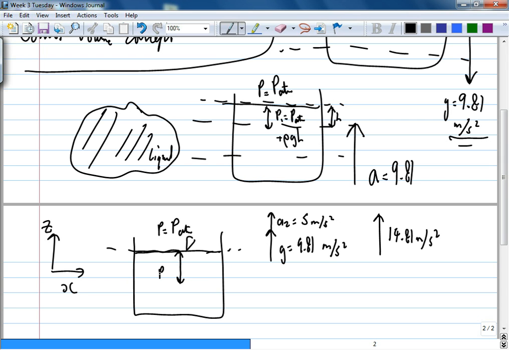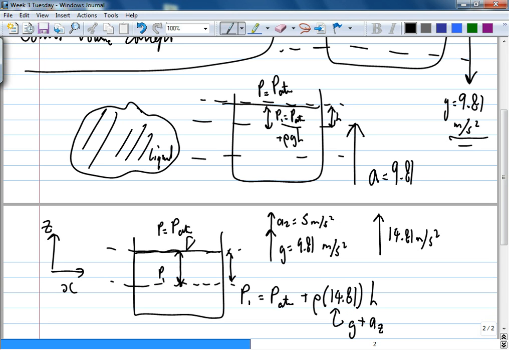So here is P1. Alright, and isobar here. I can say P1 is equal to P atmosphere plus rho G, no, now it's not G anymore, 14.81 multiplied by H. Alright, this one here, this picture is G plus AZ. Okay or not?